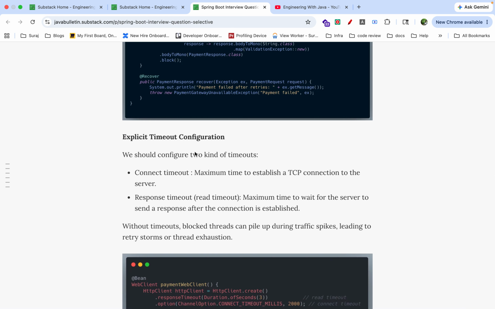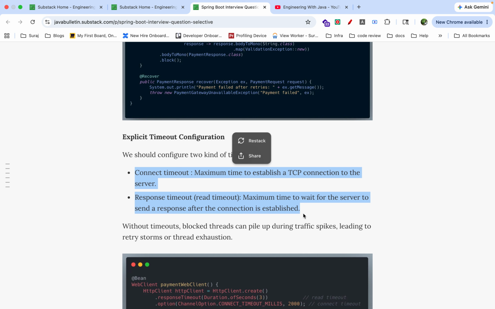Also the important thing is that when we are configuring the retries, we should explicitly configure the timeouts. There are two types of timeouts we should be configuring. One is connect timeout. This is the time we need to establish the TCP connection with the server. And then there is a response time or read timeout: how much time we should wait for the server to respond after the connection is established. So these are very important timeouts that we should configure explicitly.